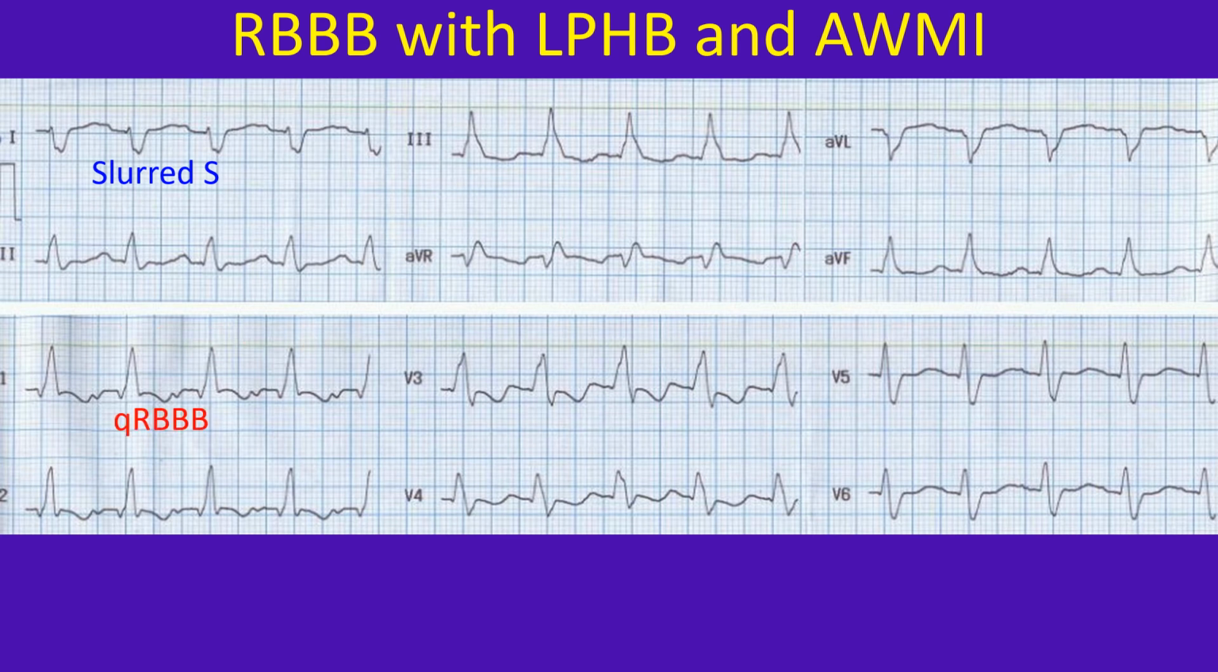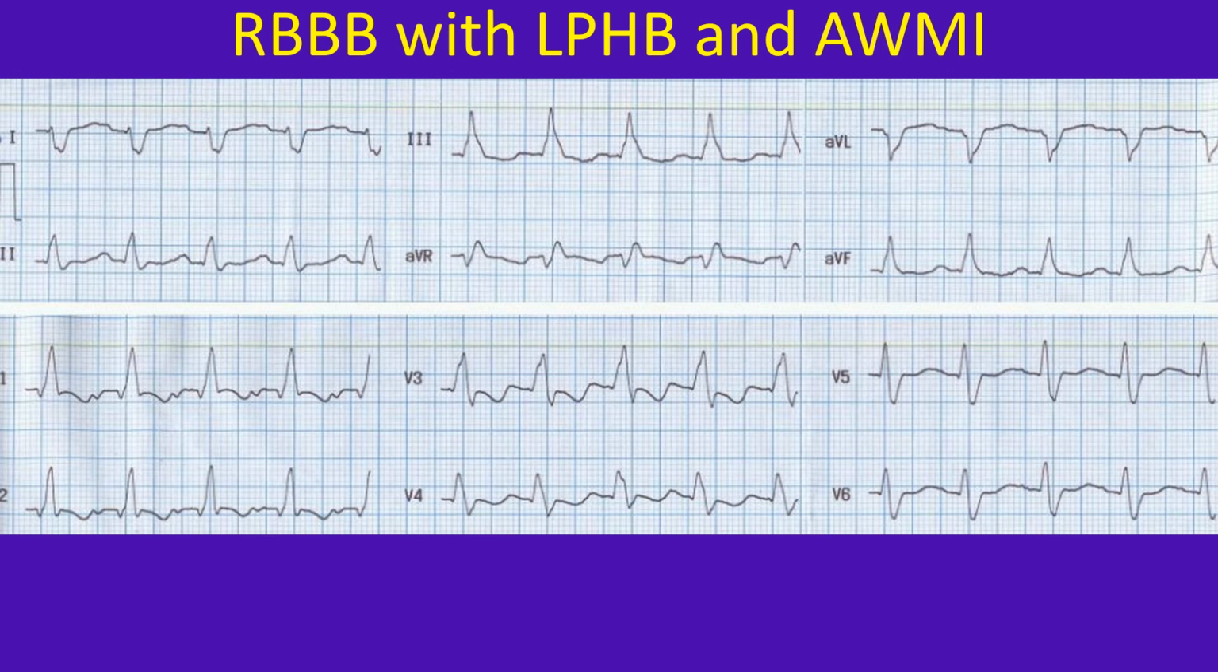In V1, there is a QR pattern suggesting anterior wall infarction with right bundle branch block, RBBB. The QRS shows right axis deviation, dominant negative deflection in leads 1 and aVL, with dominant positive deflections in aVF, along with an RS pattern in lead 1 and a QR pattern in leads 3 and aVF, suggesting left posterior hemiblock. The PR interval is borderline at 200 milliseconds. If the PR interval is prolonged in this combination, it becomes trifascicular block.